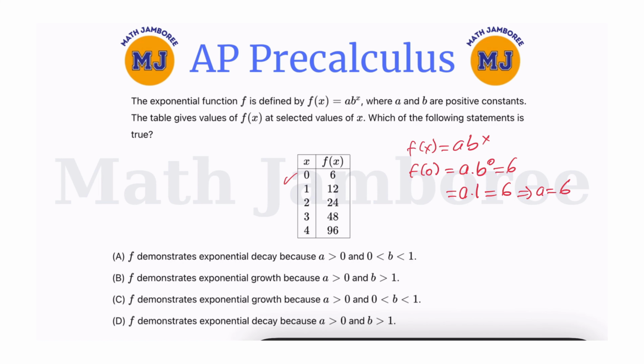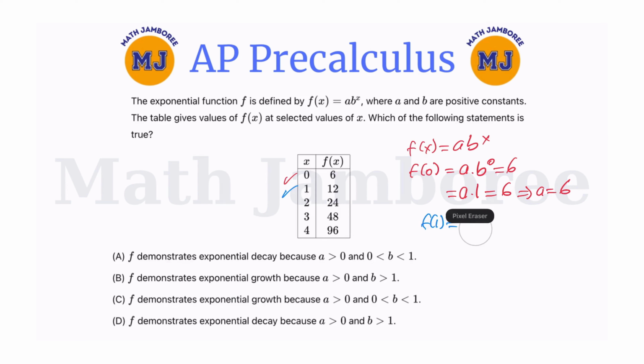To find the value of b, I'm going to use the second data point, f of 1. We know the value of a now, so let's use that: 6 times b to the power of 1 gives you 12. So if 6b is 12, we'll divide both sides by 6, and b is 2. We just found that the value of b is greater than 1, so choices A and C can be eliminated. So choice B or D is the answer.